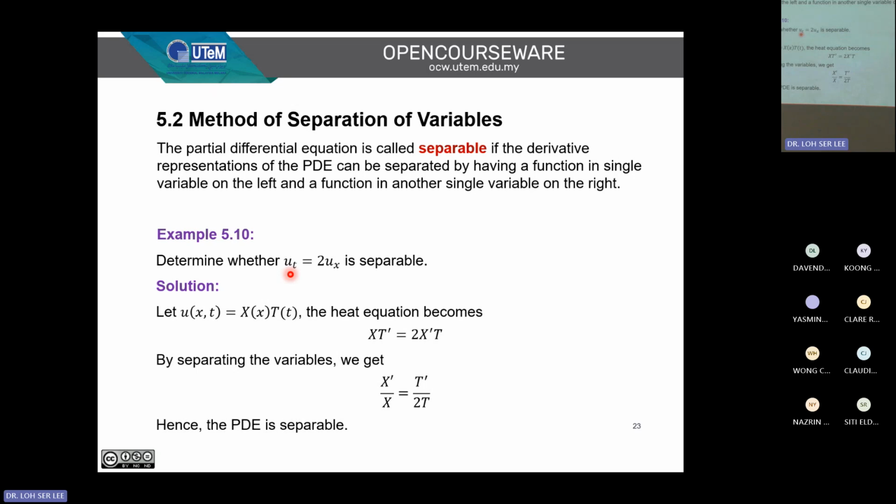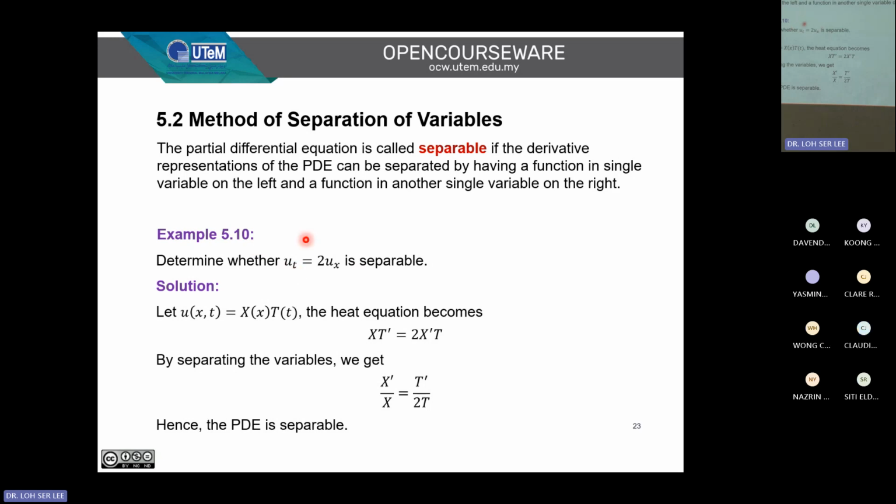Determine whether this is separable. We assume our solution is u, where u is X times T. So this partial differential equation can be written in this way, because ut has one prime on the T, X T prime, and ux is X prime T. When we have a 2 here, that means we have 2 X prime T.